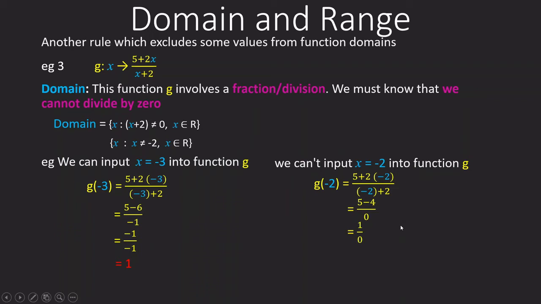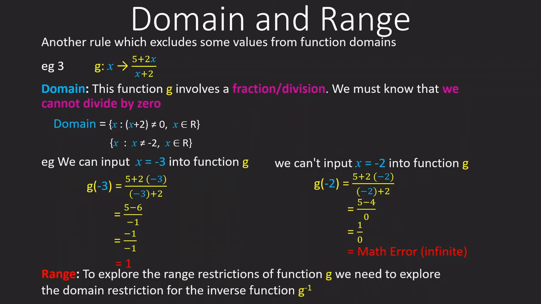I've got 1 divided by 0, which if you try in the calculator, you'll see it's a math error, because that's actually infinity. And infinity is not a real number. Again, as my output is not a real number, I have to exclude negative 2 from the domain of input values.